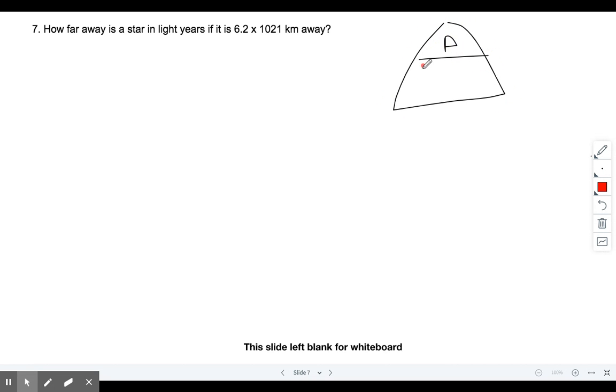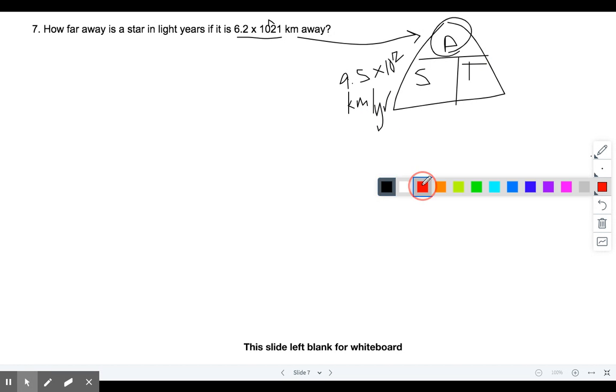So this is back to our distance, speed, time triangle. We have the distance, how far the star is away. This is that 6.2 times 10 to the 21st. We know the speed of light from the previous question, 9.5 times 10 to the 12th. This is in a year. Now we want to know the time. How long is it going to take for that star's light to get to us? Because if we know the time, we also know the amount of light years.